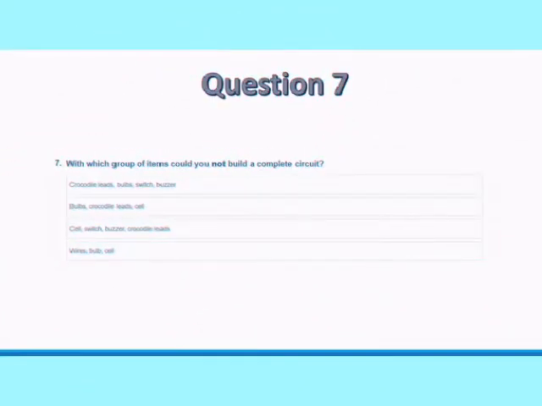Question 7. With which group of items could you not build a complete circuit? Is it A, crocodile leads, bulb, switch, buzzer, B, bulbs, crocodile leads, cell, C, cell, switch, buzzer, crocodile leads, or D, wires, bulb, cell? Pause the video and record your answer.